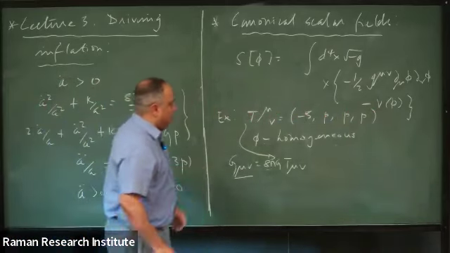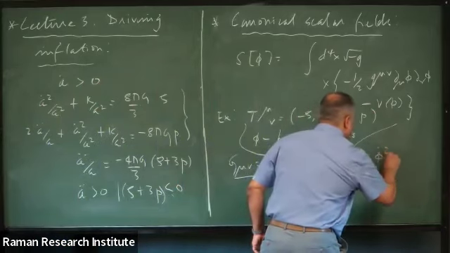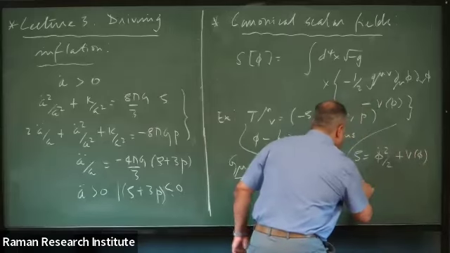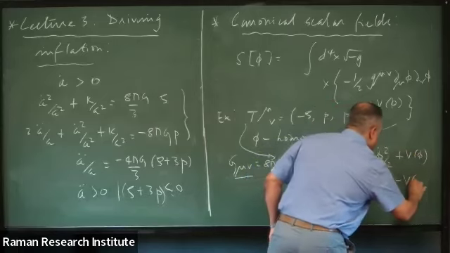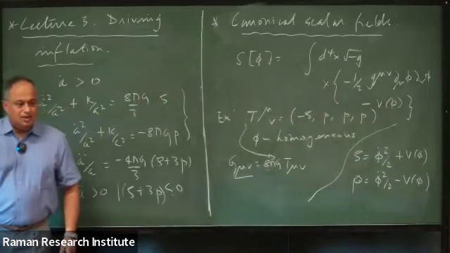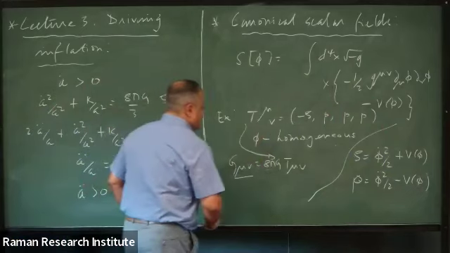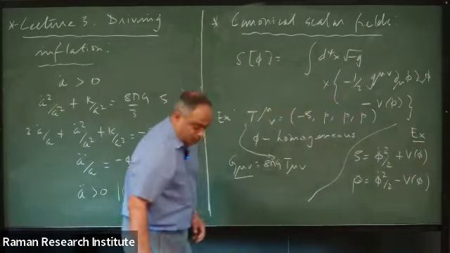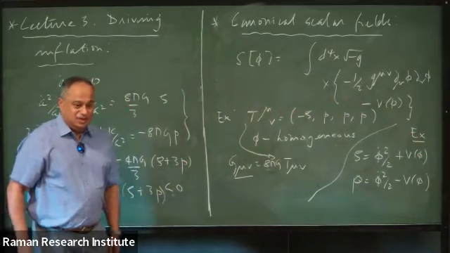But it will depend on the field and the potential, and you can quickly show rho is phi dot squared by 2 plus V of phi, and P is phi dot squared by 2 minus V of phi. These are exercises. There is another exercise I need to give you. There are 3 exercises involving scalar fields you need to do.